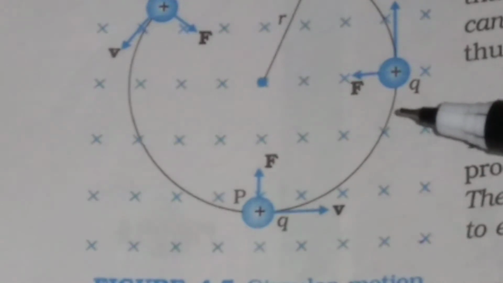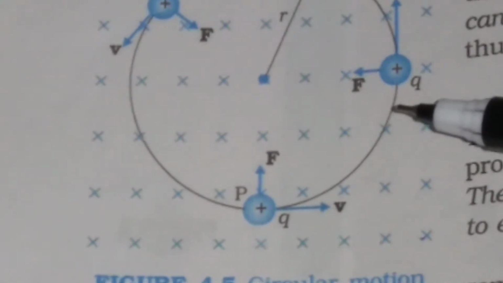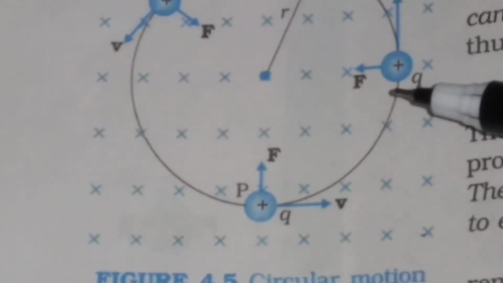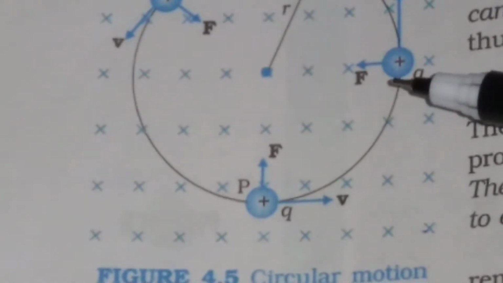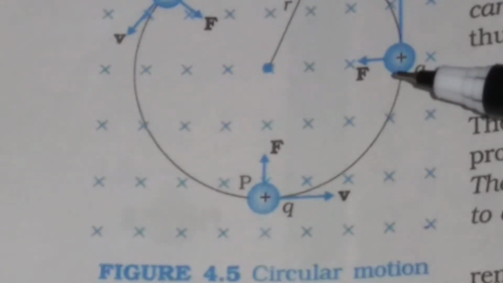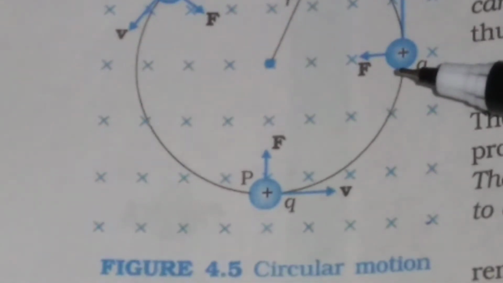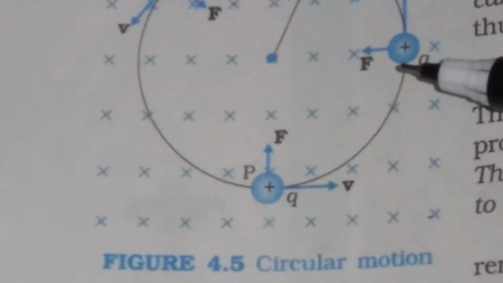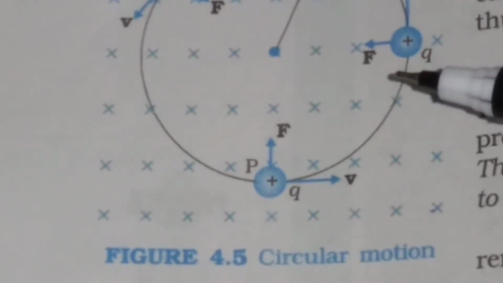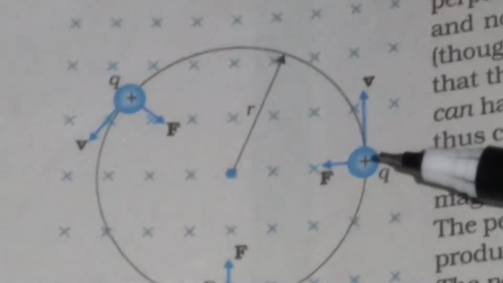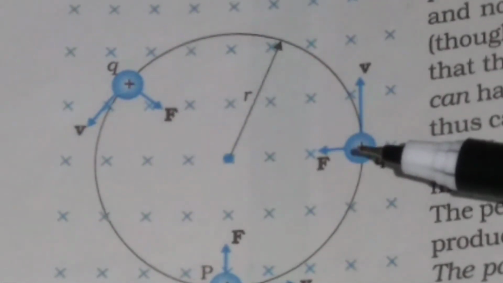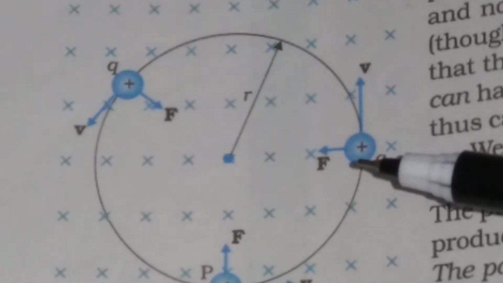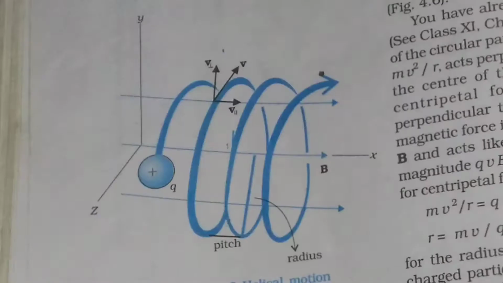The magnitude of the magnetic force will be equal to Q V B, and that is equal to the magnitude of the centripetal force. So the magnitude of the centripetal force will be equal to the magnitude of the magnetic force.